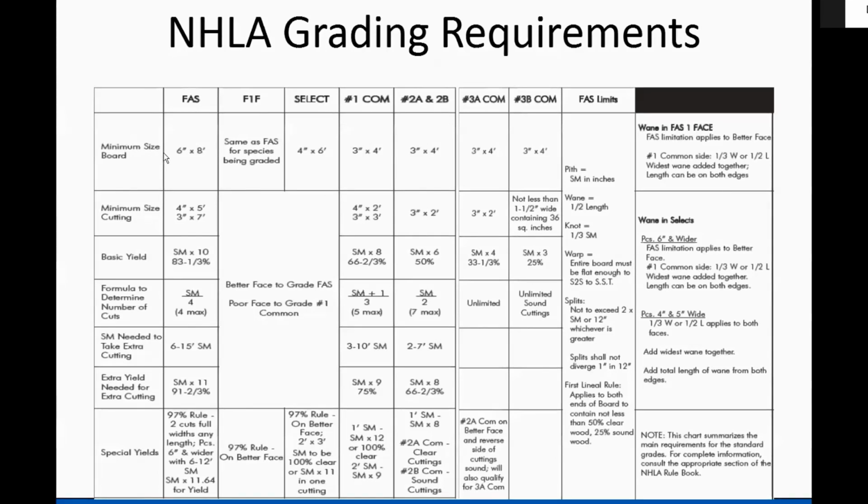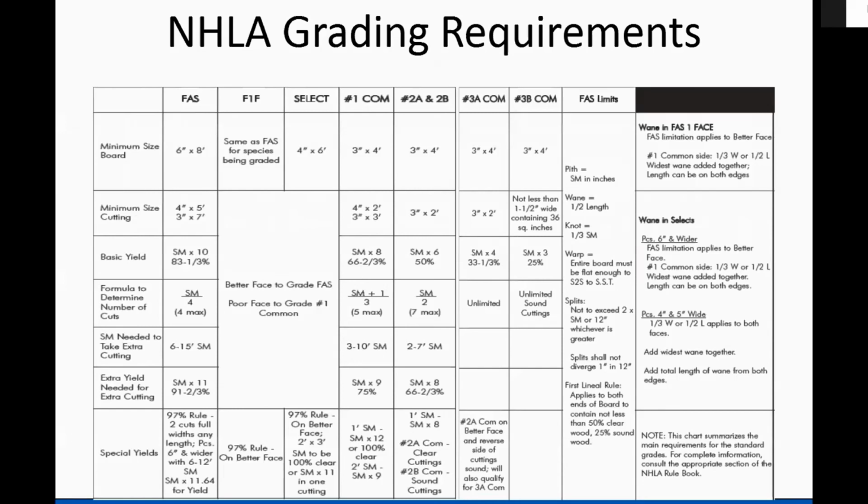and so here you can see the minimum size board for FAS must be at least 6 inches wide by 8 foot long. If you get down into selects, you've got a board that's as nice as a FAS board, but it's only 4 inches wide and 6 foot long, when you could put that in here if it meets those minimum size cutting requirements, and you'll get the clear yield. When you get into 1 common and below, those size requirements for the board and the cuttings go down, and they are not as strict, as you have a lower yield that will be required for those grades.